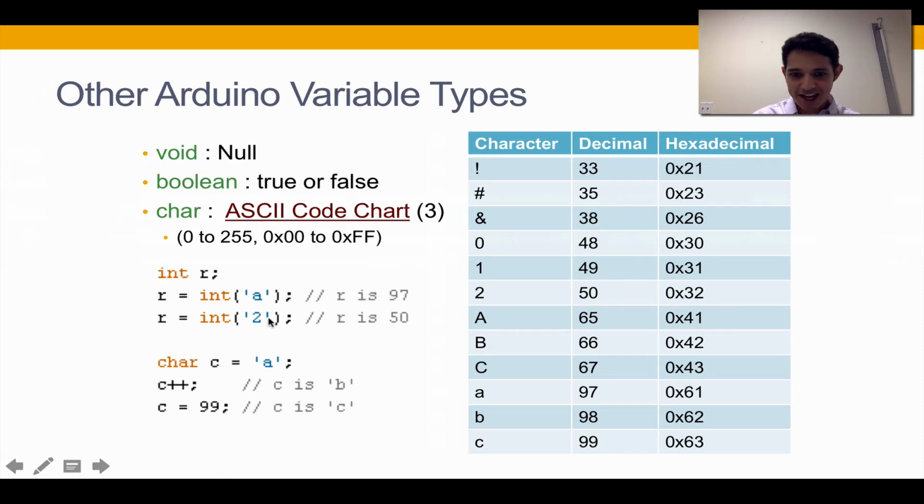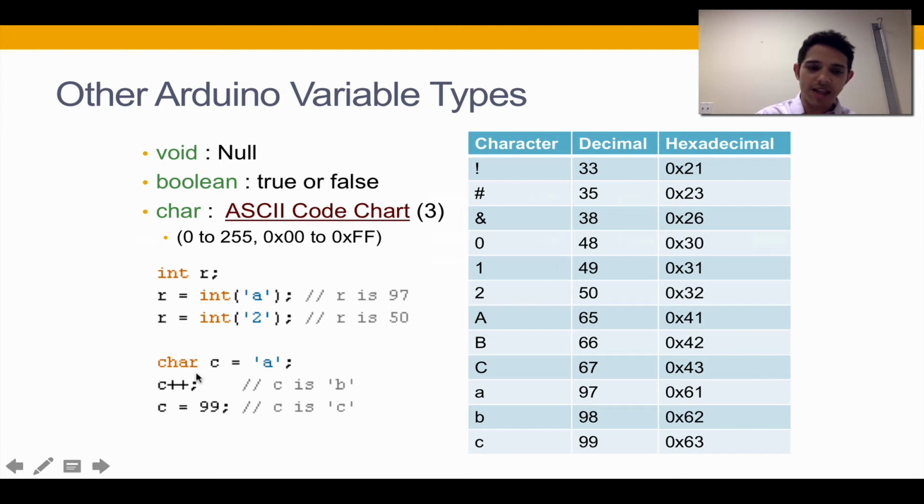Now, this one's interesting and a little bit tricky. Let's consider the character 2. The character 2. Not the numerical value, the character. Okay? It turns out that the character 2 corresponds to a decimal value of 50. So 50 will get assigned to R.